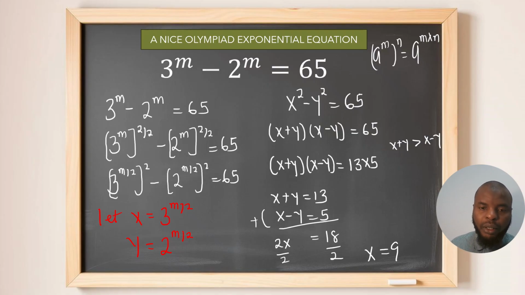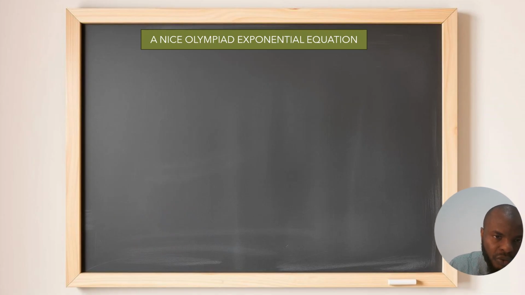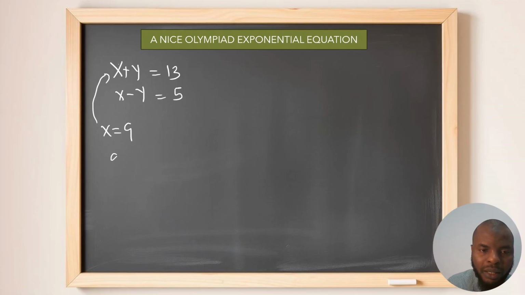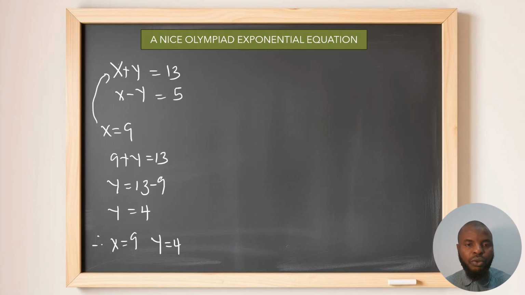Then let's solve for y. Recall from the previous page that we have x plus y equals 13, and x minus y equals 5. And we have that x equals 9. So if you plug in x into the first equation, we can have 9 plus y equals 13. And my y is going to be 13 minus 9. y is going to be 4. Therefore, we have x to be 9 and y to be 4. So these are the two values we have.